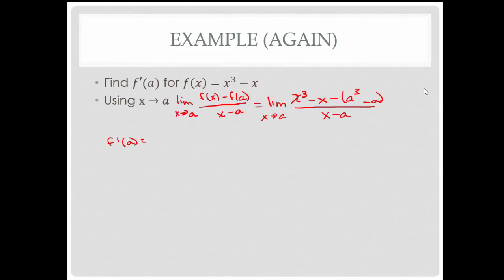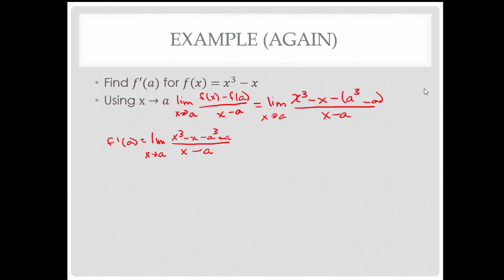Okay, well, it's got 4 terms. We're looking at the limit as x approaches a. If I distribute that negative, I've got an x cubed, an x, minus a cubed, and plus a, all over x minus a.